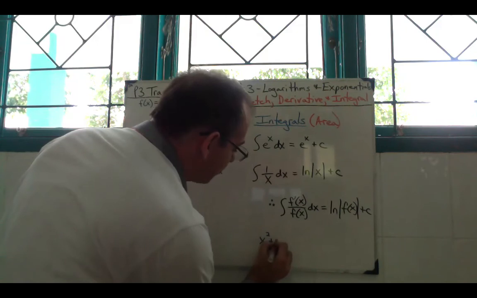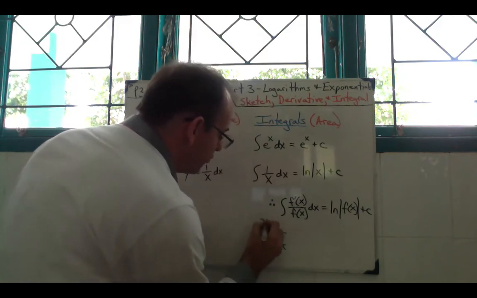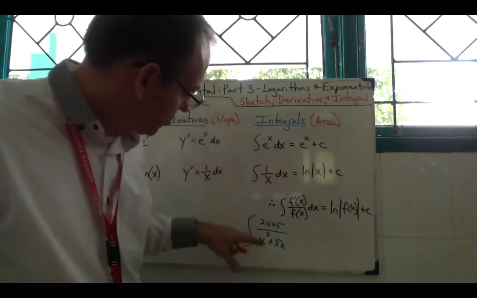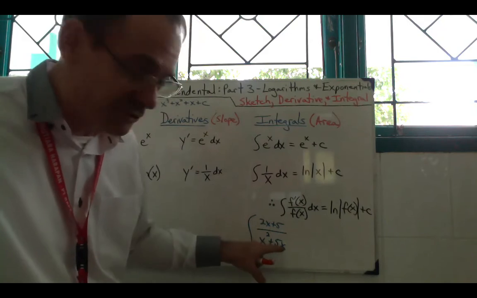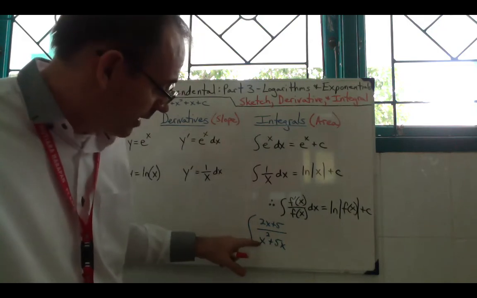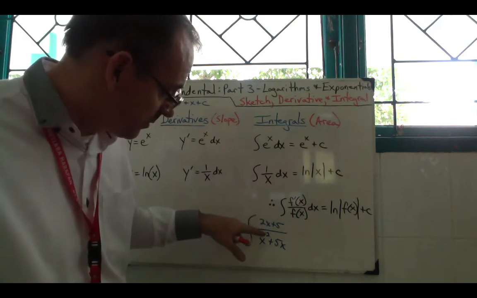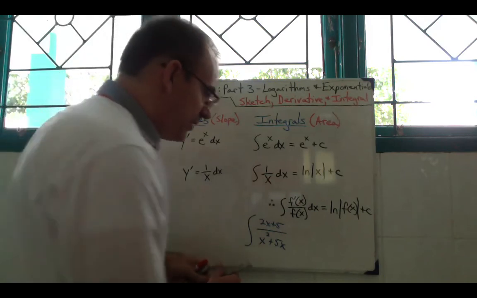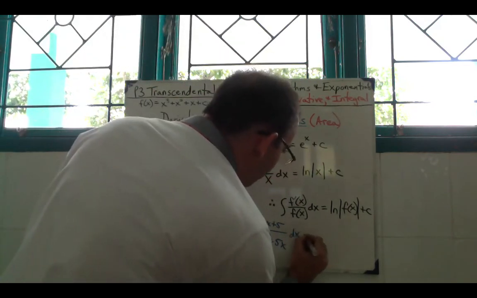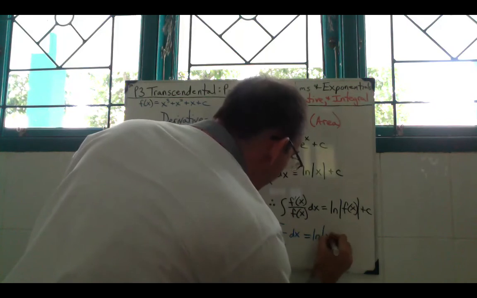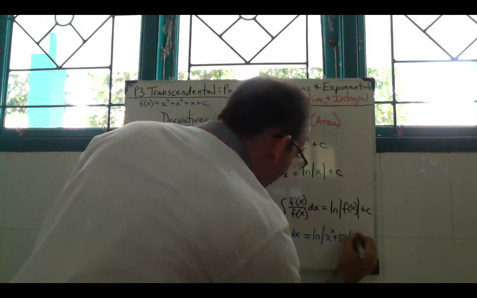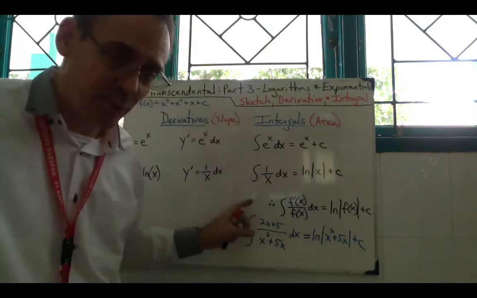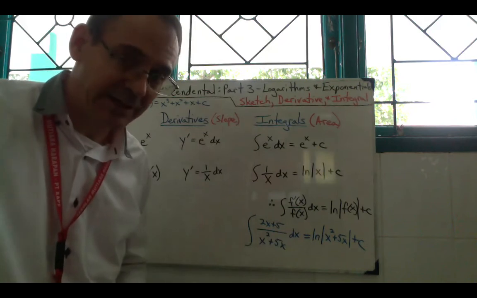So for example, if you had x squared plus 5x on the bottom, that would be 2x plus 5 on the top. And if you are integrating this, you should recognize, the top is the derivative of the bottom. The bottom is x squared plus 5x. The top is 2x plus 5. That's the derivative of this. If the top is the derivative of the bottom, then that is going to equal ln of the bottom plus c. Okay, so this pattern is an important pattern to recognize.